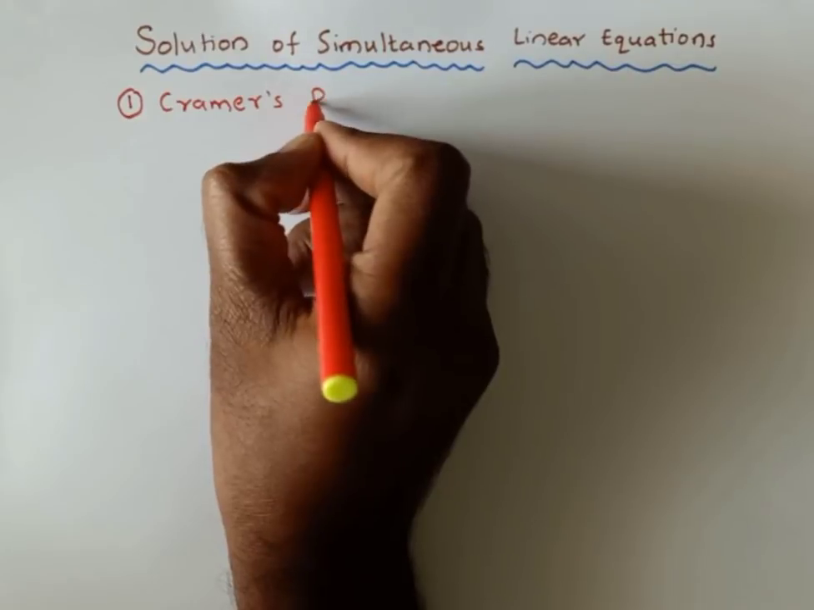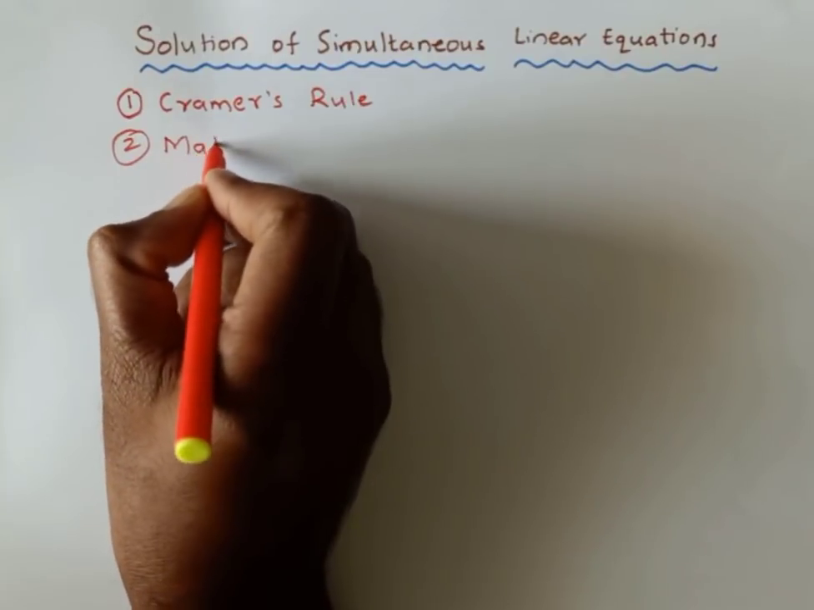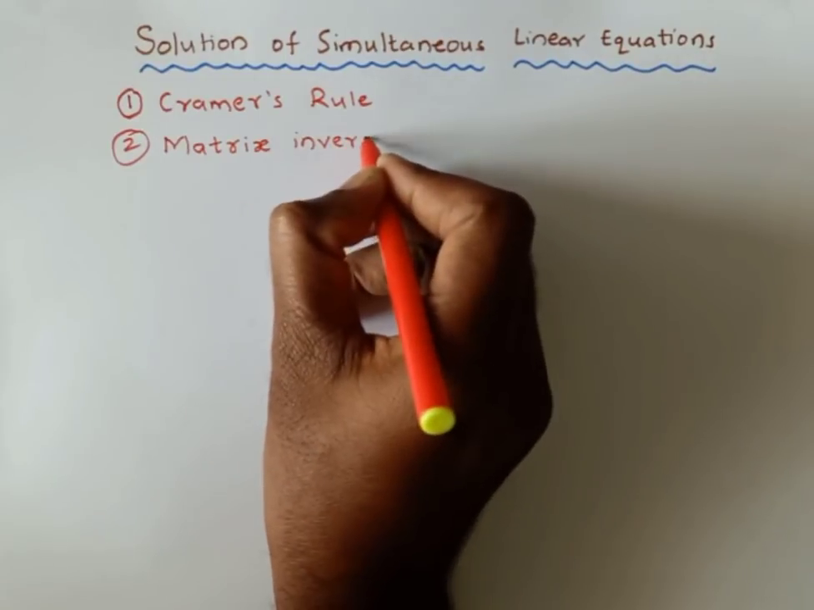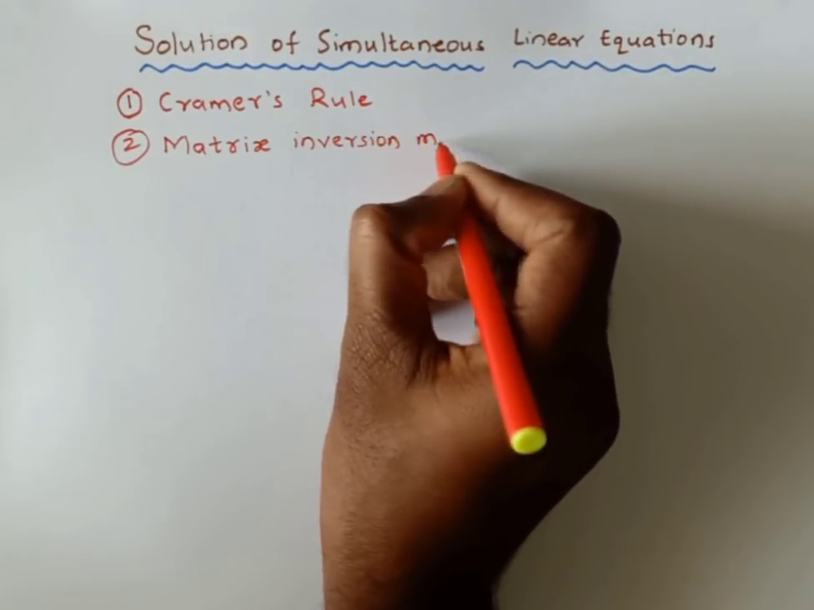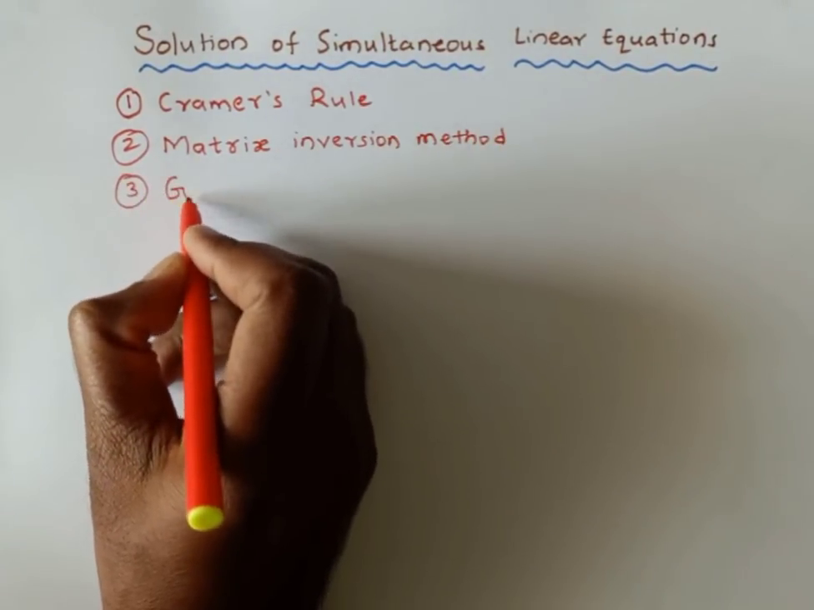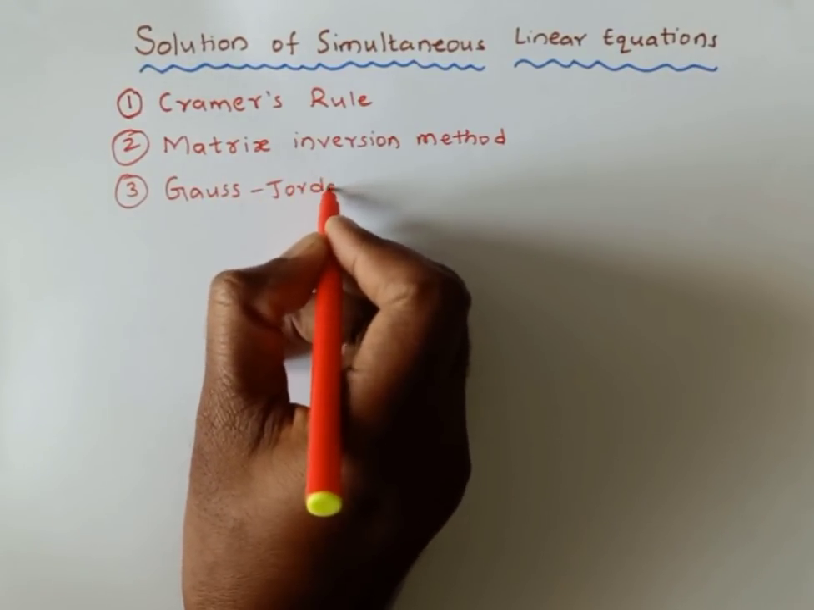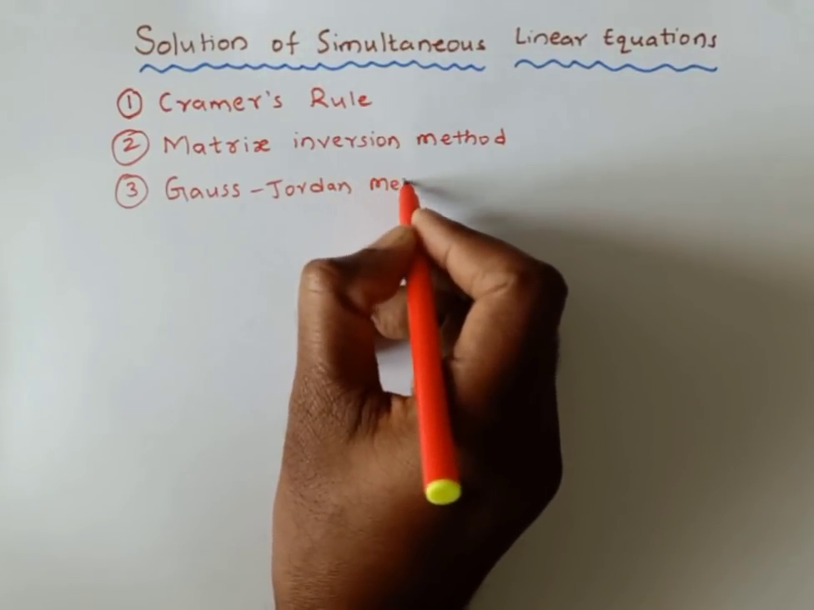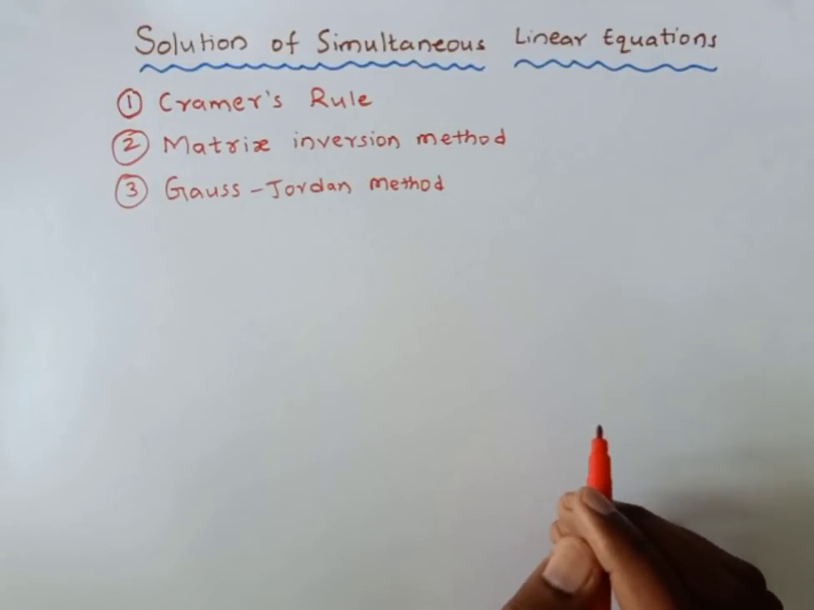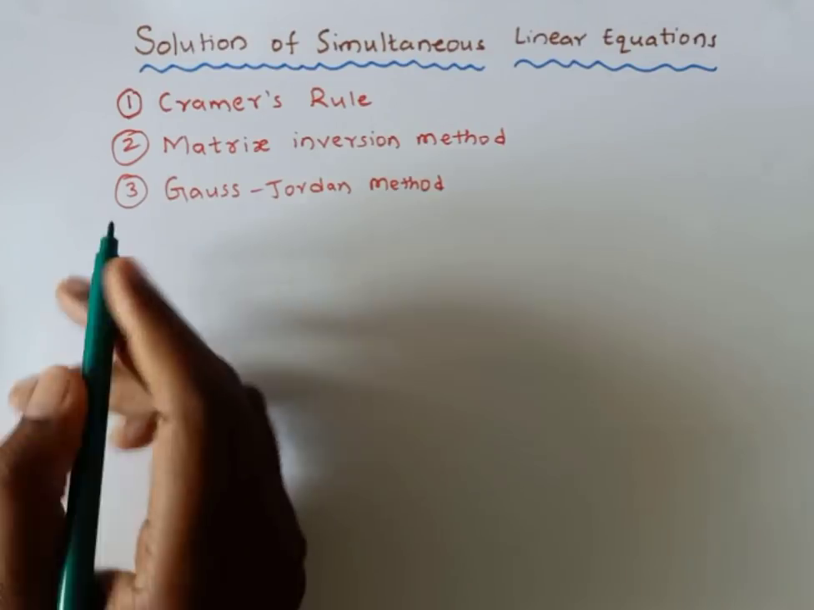Cramer's rule, the second one, the matrix inversion method, and next Gauss-Jordan. By using these three methods, we can find the solution for the system of linear equations. So let's see them one by one. The first one is Cramer's rule.